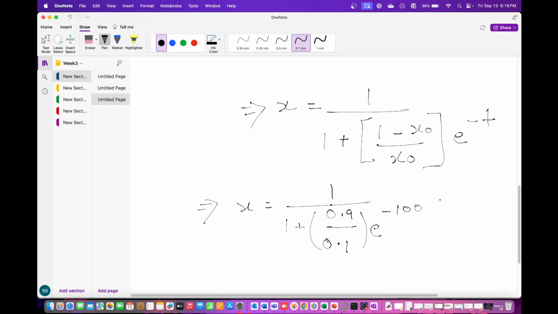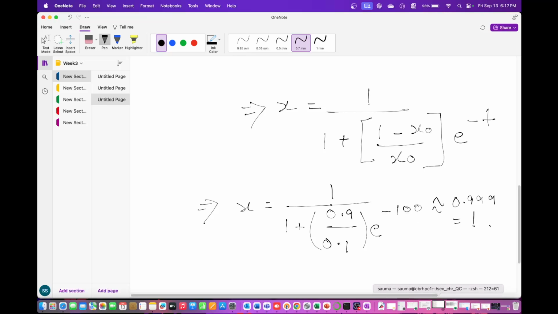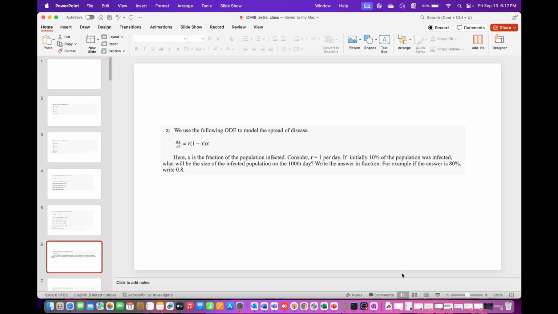The reciprocal of this comes out to be approximately 0.9999, so it's actually equal to 1. So the answer is 0.99 or 1. It's quite simple. This is the equation, you integrate it, put the values in, and you'll get the answer. So the answer is around the 0.9 or 1 range.